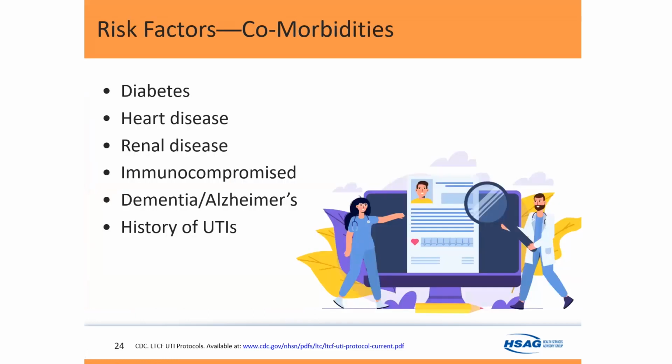Other risk factors or comorbidities, chronic conditions, include diabetes, heart disease, those residents with renal failure, those who have been on steroids for long periods of time, or those, as I mentioned earlier, who received chemo, will most likely be immunocompromised, placing them at a higher risk. And then you have your residents with dementia and Alzheimer's, as they may not be cognizant of when they need a toilet, or be able to perform proper perineal care or hand hygiene. And lastly, the population that has a history of UTIs. Next slide.